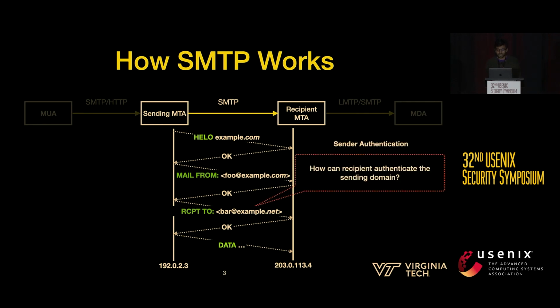Now, one question that SMTP originally didn't have an answer to is how the recipient can authenticate the sending domain. To answer this question, three protocols have been added to SMTP as a supplement: SPF, DKIM, and DMARC.